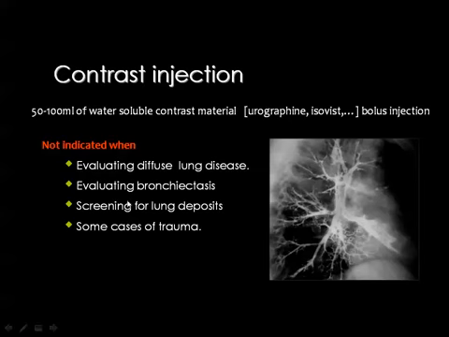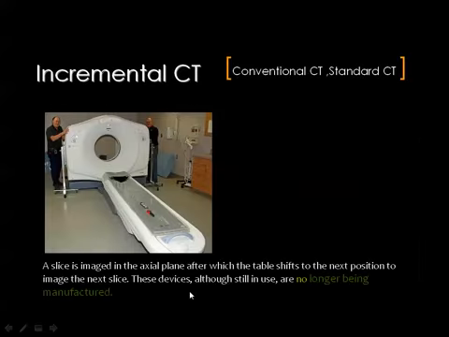Then, if you want to evaluate the lung, there may be no need to inject the patient with contrast, like in cases of evaluation of diffuse lung disease, or in evaluation of bronchiectasis. This is the old technique known as bronchography. You inject the contrast media throughout the bronchi and take films after, of course, anesthetizing the mucosal surface of the bronchi. Then, screening for lung deposits, you don't need to inject the contrast, and in some cases of trauma, when vascular injury is not suspected, you may not need to inject the contrast material.